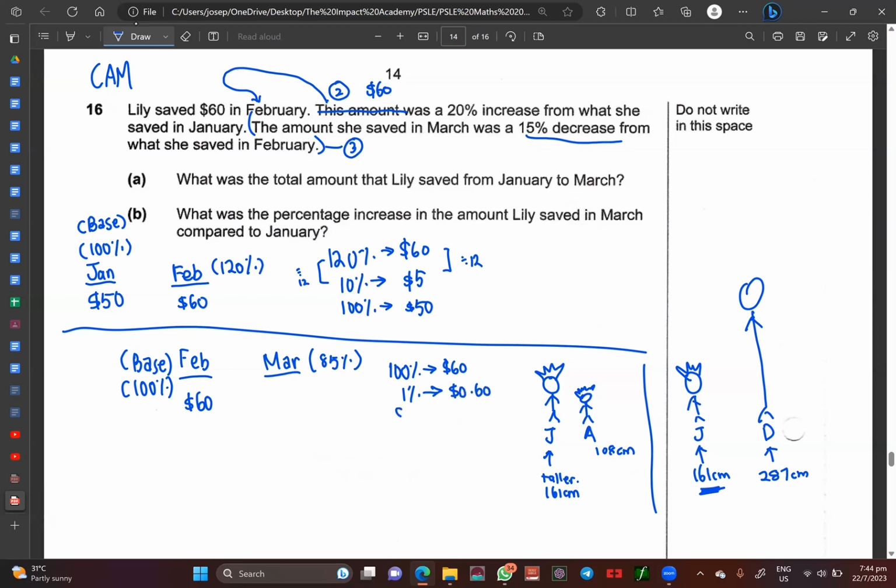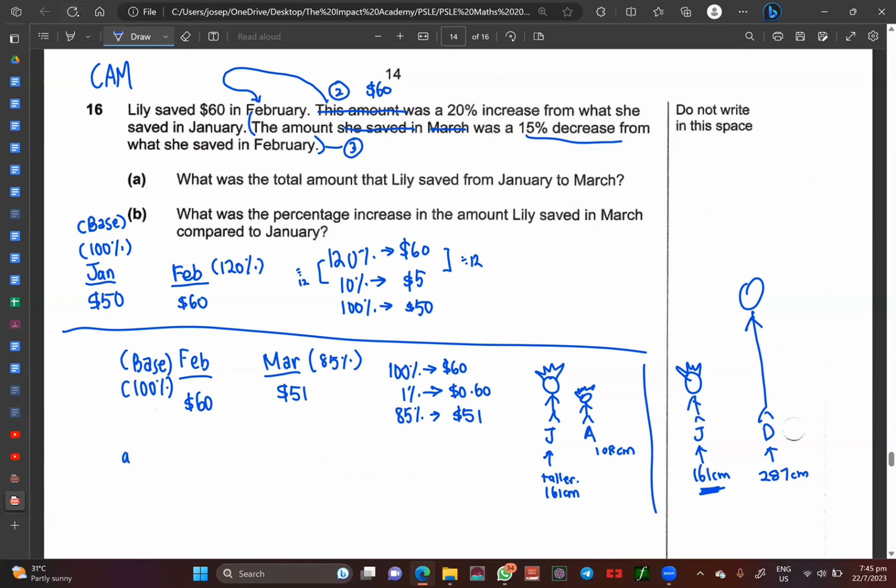0.60, and we find 85% because this is for March. So times 85, you get $51. So we know that in March, right, it is what? You see, I changed the word. The amount $51 was a 15% decrease. That means it was 15% lesser than what she saved in February. Okay, sentence 1, sentence 2, sentence 3, done.